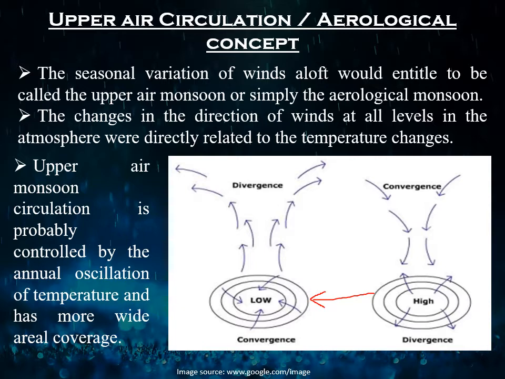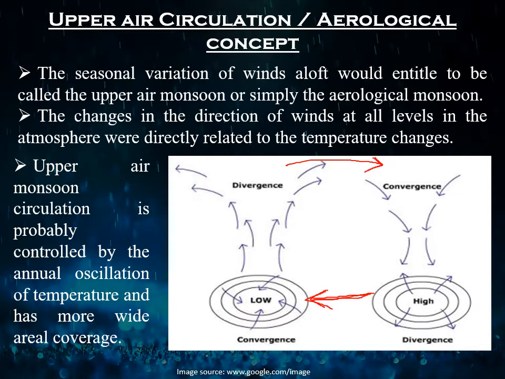Now at the same time, if we look at the upper part of the atmosphere, there we find an opposite movement of wind. Opposite means opposite to the direction occurring at the surface. So above the low pressure zone at the surface, in the upper atmosphere there occurs a high pressure zone. And where there is a high pressure zone at the surface, aloft there is a low pressure area. So aloft, in the upper part of the atmosphere, wind blows just opposite to the direction of the surface wind.